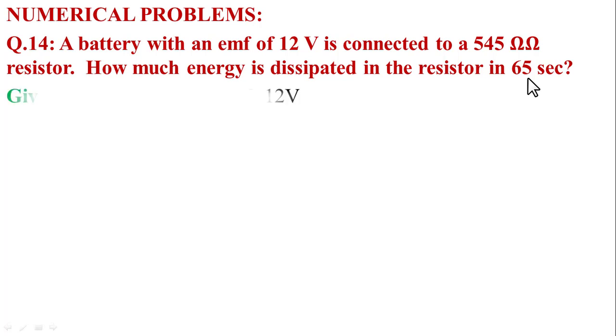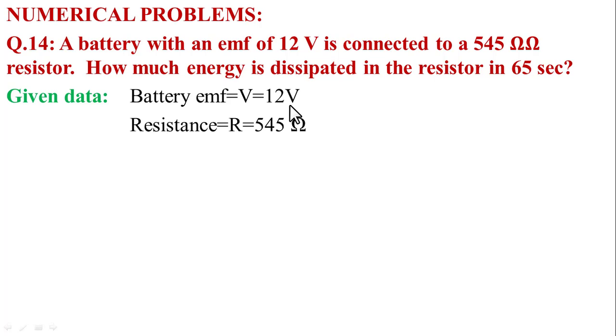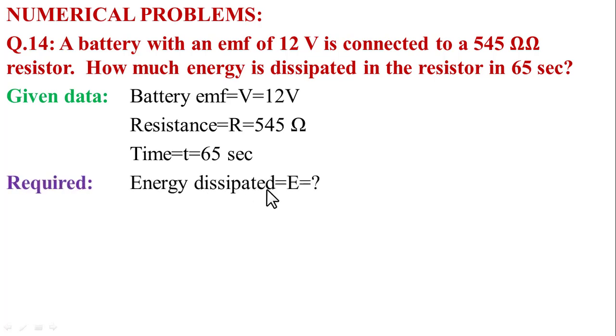Now, according to the given statement, first of all, write the given data. Battery EMF is equal to voltage, that is V is equal to 12 volt, and resistance R is equal to 545 ohm, and time T is equal to 65 seconds. Now we require the energy, so energy E is equal to question mark. Using the formula, energy E is equal to V square multiplied by T upon R.